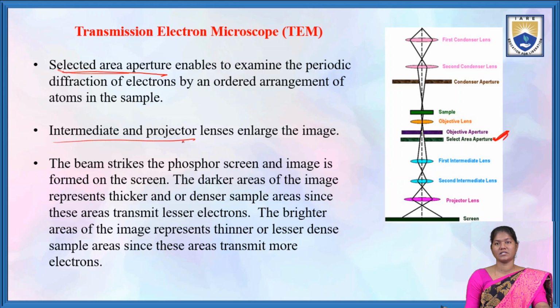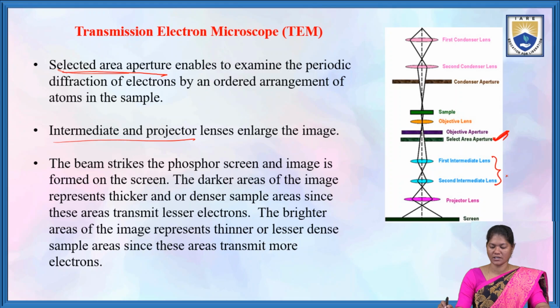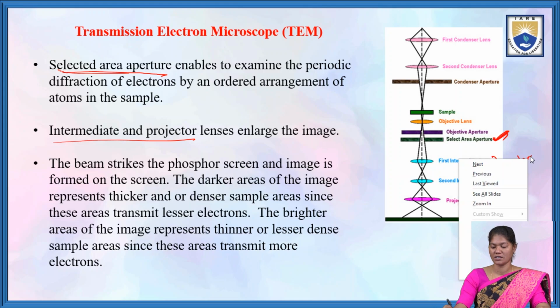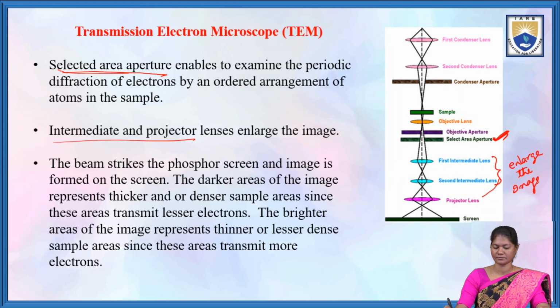Intermediate and projector lenses enlarge the image. These are the first intermediate and second intermediate lenses, then the projector lenses, used to enlarge the image. So the beam strikes the phosphor screen and the image is formed on the screen.